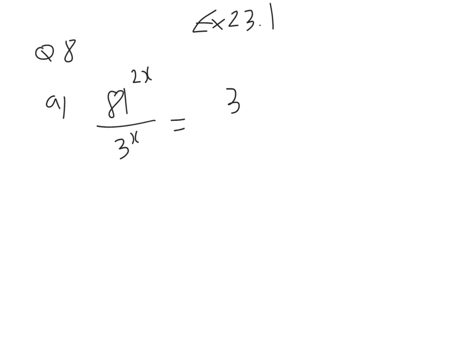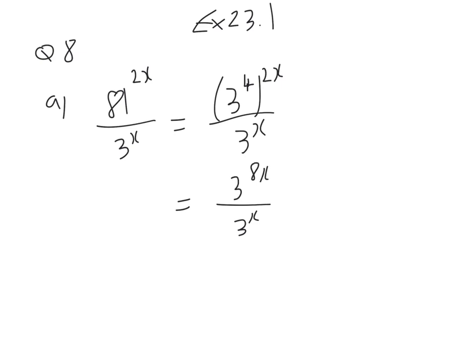So I could write 81 as 3 to the power of 4. 3 times 3 times 3 times 3 is 81. And then I can simplify that numerator. We've got 3 to the power of 4 raised to the power of 2x. When you've got a power raised to a power, you multiply the powers, so that's 8x. And now we've got 3 to the power of 8x, and we're dividing it by 3 to the power of x. The bases are the same, both 3, and we're dividing, which means we can subtract the powers, which would give 3 to the power of 7x.